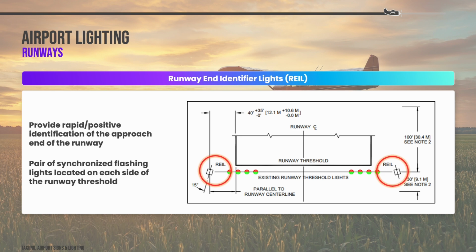All right, the REILs, or runway end identifier lights, provide a rapid positive identification of the approach end of the runway. It's a pair of synchronized flashing lights located on each side of the runway as well. And it just helps you identify the end of the runway. And then in between the REILs, you should generally see those runway threshold lights as well.